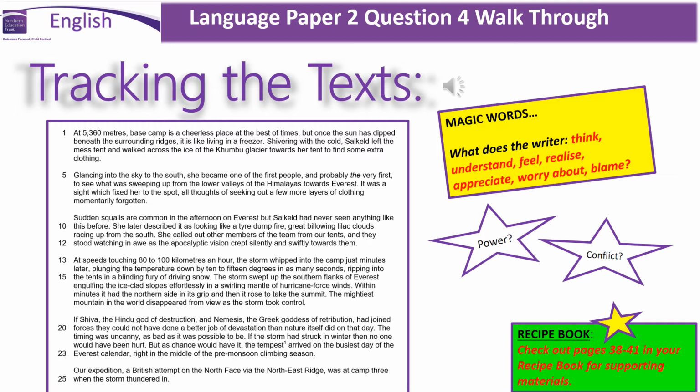So from the first line, "Base camp is a cheerless place at the best of times, but once the sun has dipped beneath the surrounding ridges, it is like living in a freezer." So we've got a lovely simile there, and straight away it shows us that the writer understands that the base camp at Mount Everest is determined by weather. It is a cold place. "Shivering with the cold, Sölke left the mess tent and walked across the ice of the Khumbu Glacier towards her tent to find some extra clothing."